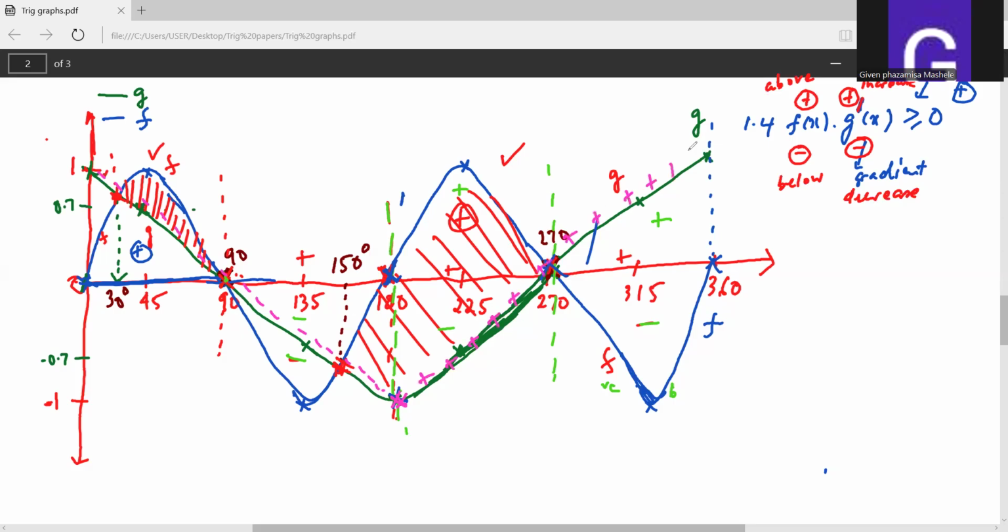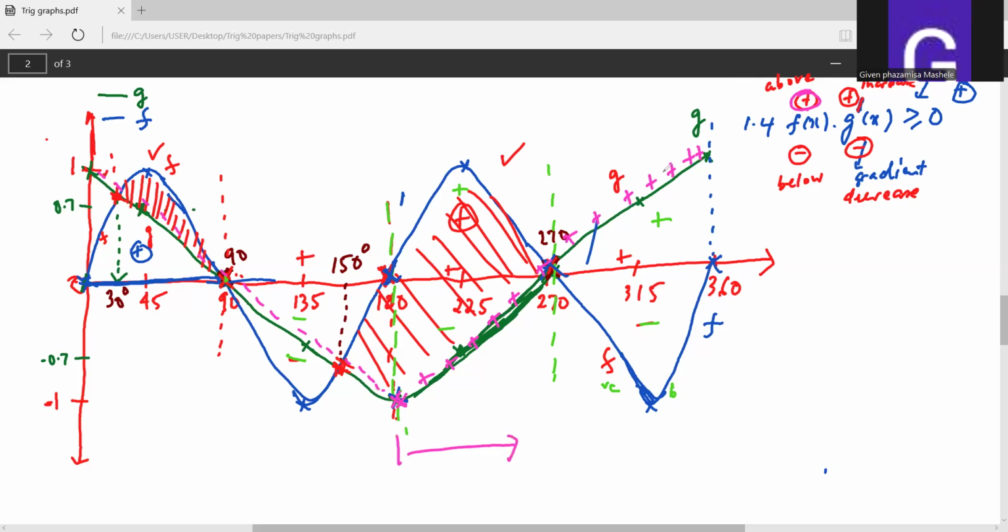Right. So what does the question say? It says we need to first look at where f is above the x-axis, and at that time the graph must be increasing. So let's check where f is above the x-axis while the graph is increasing. Where is the graph increasing? The graph is increasing from here to this side.